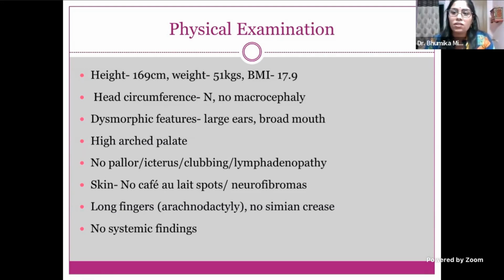On examination of the skin, we could not find any cafe au lait spots or any neurofibromas. He also had long fingers, that is arachnodactyly, but no simian crease could be seen. And apart from that, systemic findings were all normal.